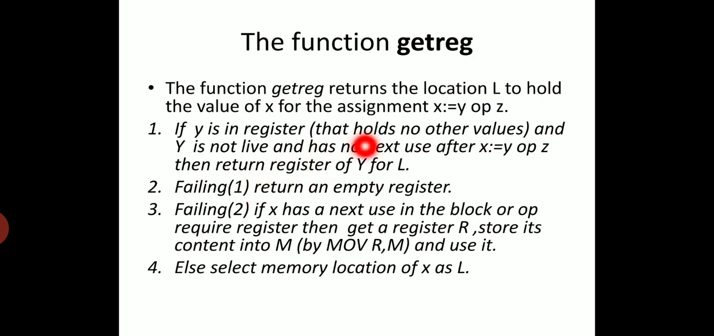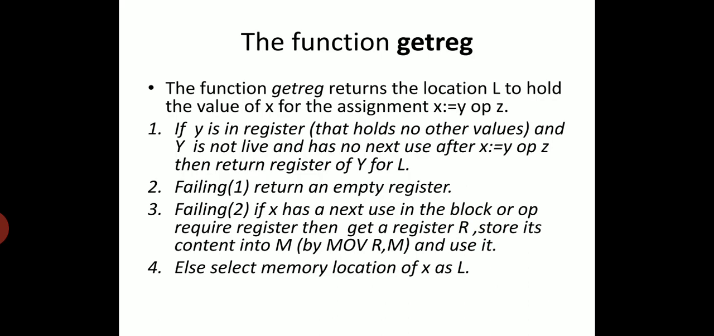Failing that, if y has a next use or any such condition holds, then we will not be able to use the register of y for storing the result of the operation. So we have to return an empty register. From the list of empty registers, we can choose one and store the result. If both of these cases fail, the third option is: if x has a next use in the block, or the operation requires a register, then get a register R. That means if x has a next use, or a use in the next basic block, then however you get it, you have to get a register.